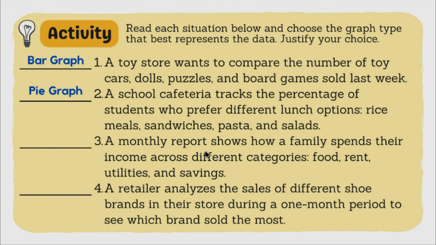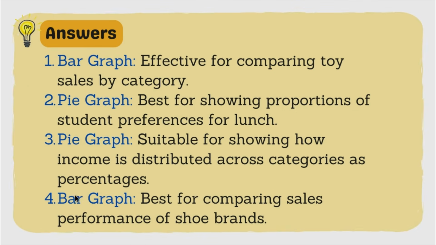Number 3, a monthly report shows how a family spends their income across different categories like food, rent, utilities, and savings. This is also pie graph. Number 4, a retailer analyzes the sales of different shoe brands in their store during a 1-month period to see which brand sold the most. The answer is bar graph. Okay, ito na po yung mga reasons. Ito na po yung justifications. If these are the same with your justifications or almost similar, then you got the correct answer.